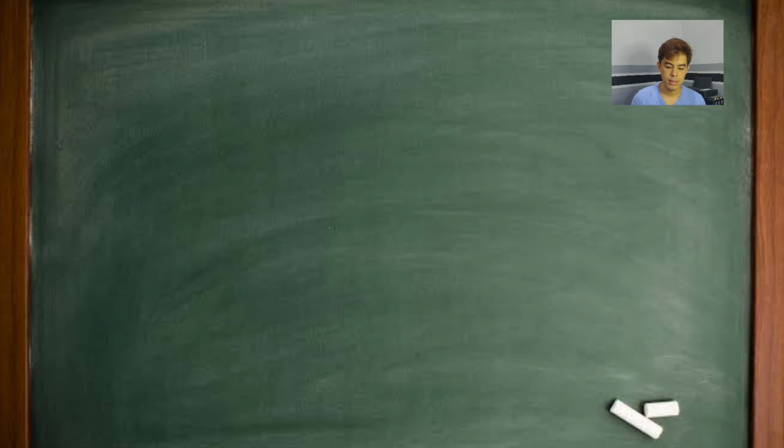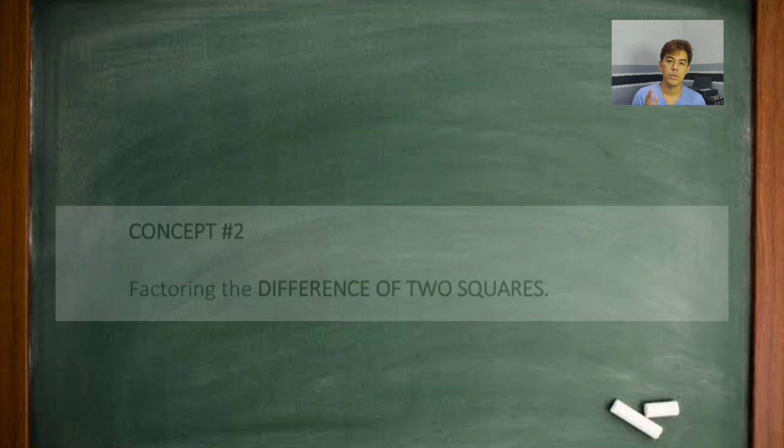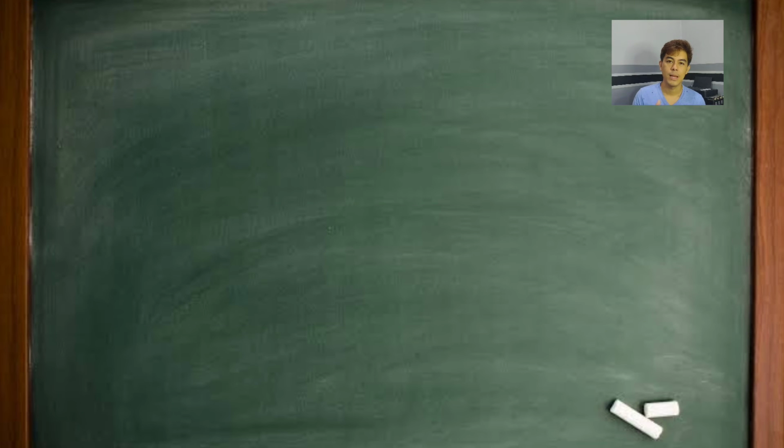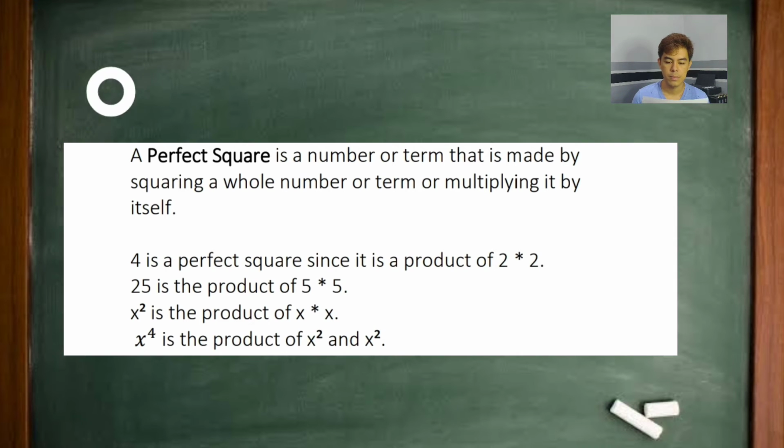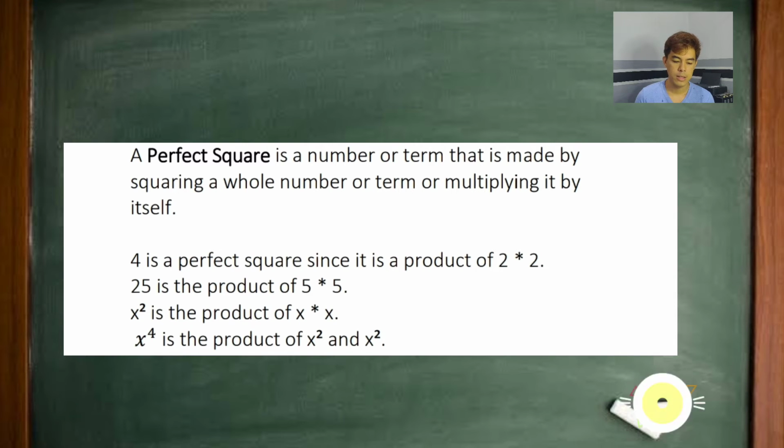Let's have concept number 2 of week 1. Factoring the difference of two squares. Pag-usapan muna natin, ano nga ba ang perfect square na number? It is a number or term that is made by squaring a whole number or term, or multiplying it by itself. For example, 4 is a perfect square since it is a product of 2 times 2. 25 is the product of 5 multiplied by itself. x squared is the product of x times x, and x raised to 4 is the product of x squared and x squared.